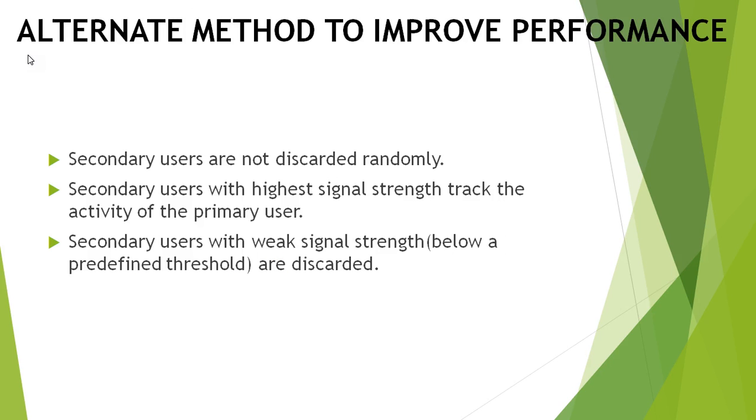Another alternate method to improve the system performance can be discussed. Here, instead of randomly discarding the secondary users, we divide the users on the basis of the signal strength. The secondary users with weak signal strength, that is, the signal which is below a predefined threshold, are discarded, and secondary users with high signal strength continue to track the activity of the primary user.